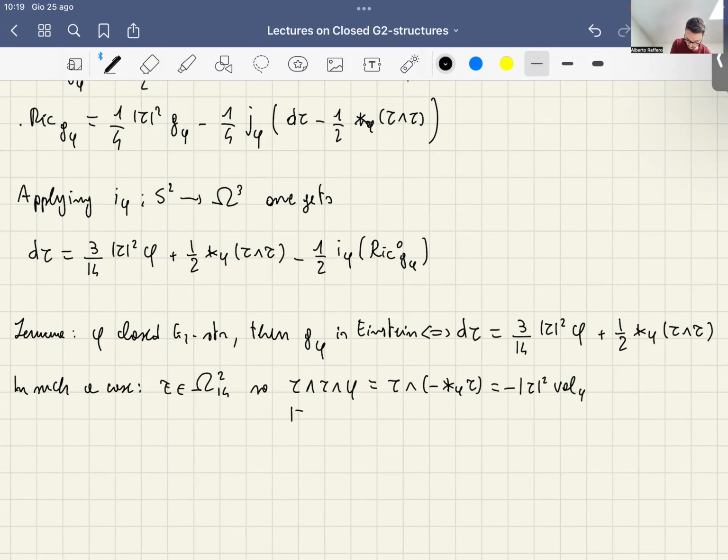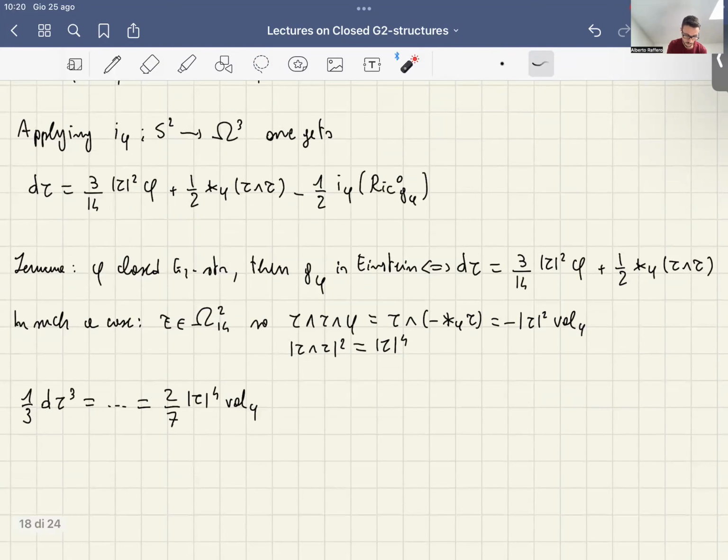And moreover, you can show that if you take the norm of tau wedge tau and you take the square of it, then you will obtain the norm of tau to the power of 4. And using these two properties here that can be shown pointwise, and you compute 1/3 of the exterior differential of the wedge product of tau with itself 3 times, some computations give you that this is equal to 2/7 the norm of tau to the 4th times the volume form of the metric induced by the 3-form.